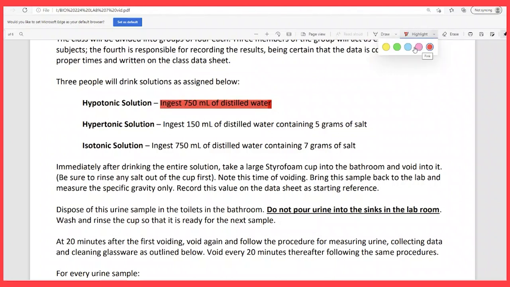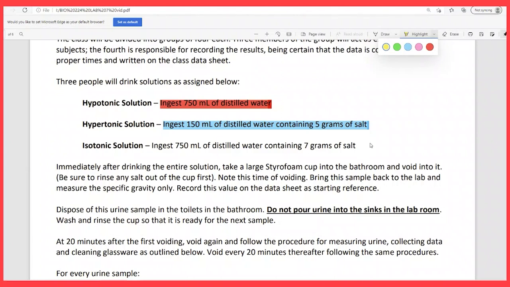We had a hypertonic person who drank 150 mils of distilled water with 5 grams of salt dissolved in it. This is a very small volume of a very concentrated salt solution. Trust me, I've done it a number of times. That one is somewhat unpleasant to drink.